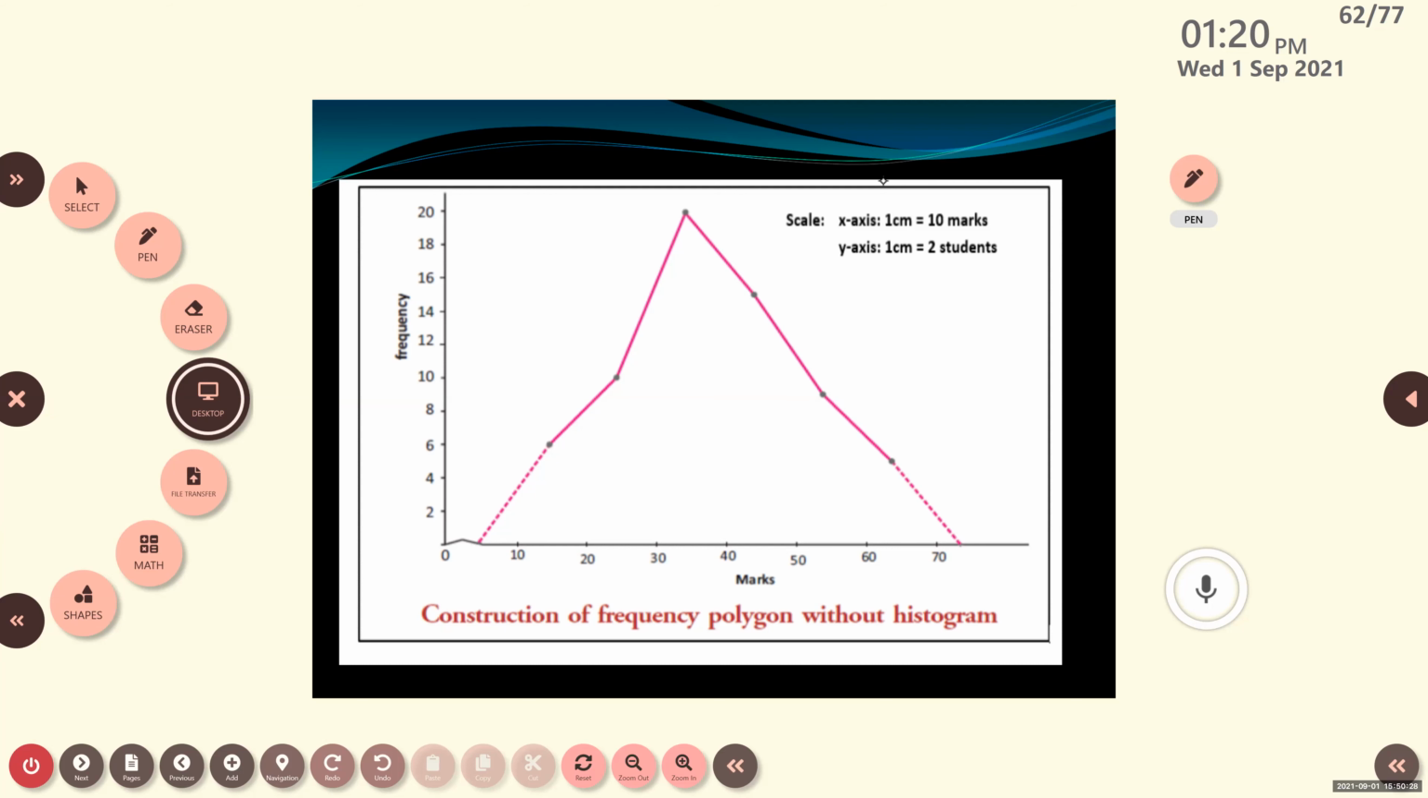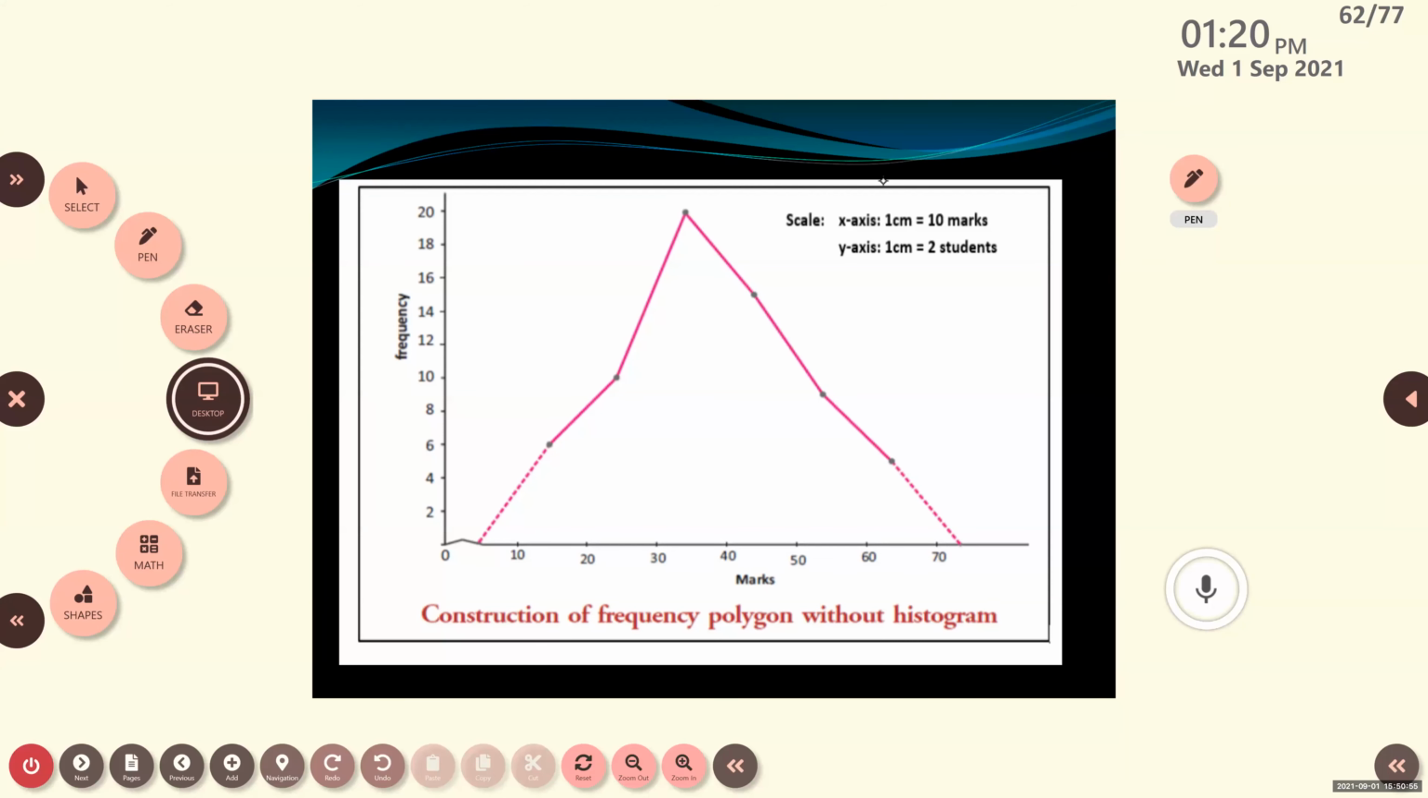Ma'am, it is obtained by drawing a smooth freehand curve as near as possible to the points. Frequency curve is obtained by freehand drawing. Frequency polygon, how is it? As closely as possible, we join the points with straight lines. This is how you get the frequency curve and frequency polygon.